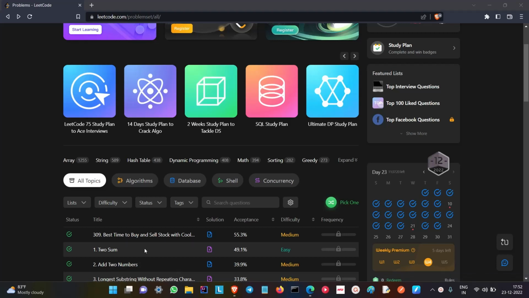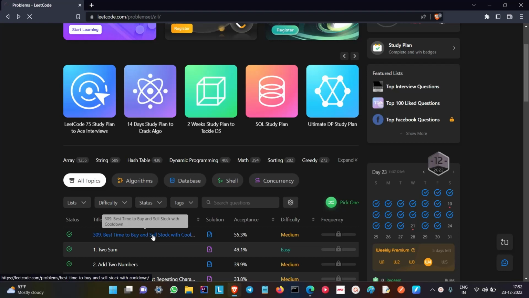In this video, we are going to see the Leetcode problem number 309, best time to buy and sell stock with Cooldown. Let's get into the problem.